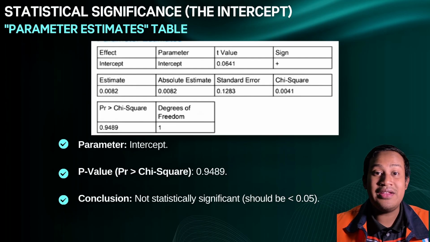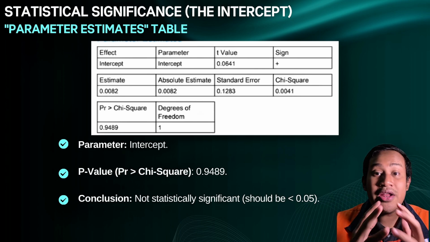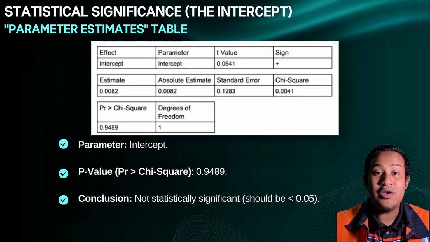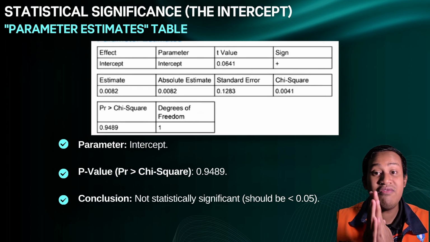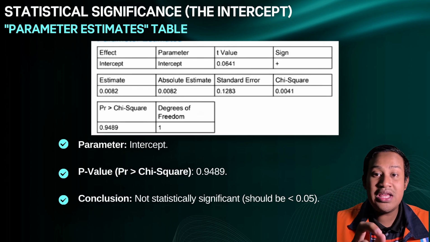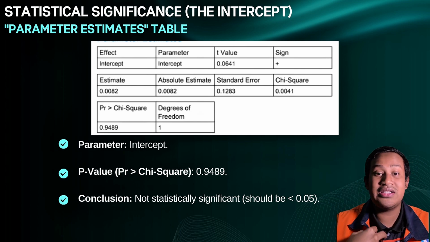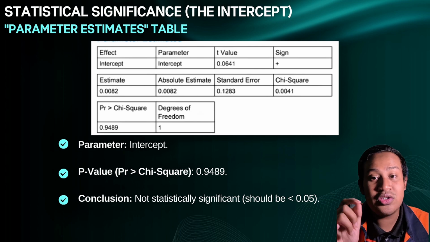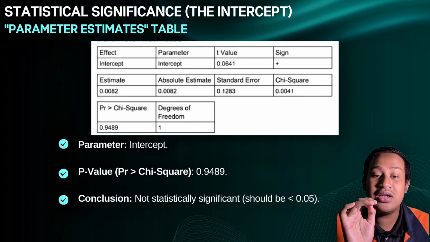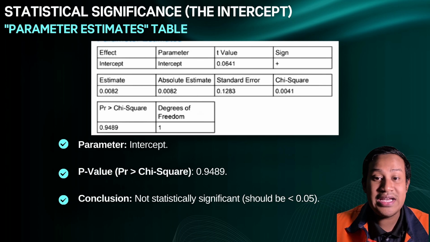I further investigated the statistical metrics to understand why the variable was rejected. In statistics, we generally look for a p-value less than 0.05 to consider a result significant. However, looking at the parameter estimate, the p-value for our intercept is approximately 0.95. This is extremely high. It tells us that this specific parameter is statistically indistinguishable from zero. Essentially, the relationship we are looking at is likely just random noise rather than a meaningful pattern.